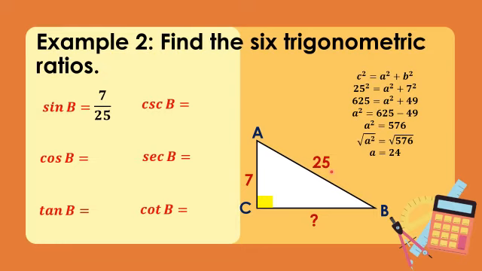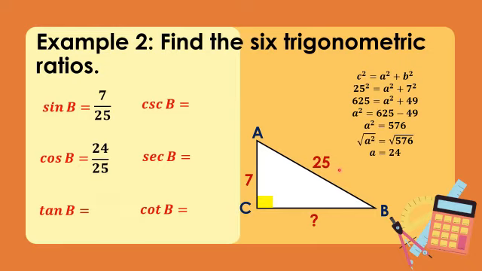So, in order to get sine B, that is opposite side over hypotenuse. The opposite of angle B is 7 and the hypotenuse is 25. So we will have here sine B is equal to 7 over 25. Cosine B is adjacent side over hypotenuse. So the adjacent side is 24 and the hypotenuse is 25.